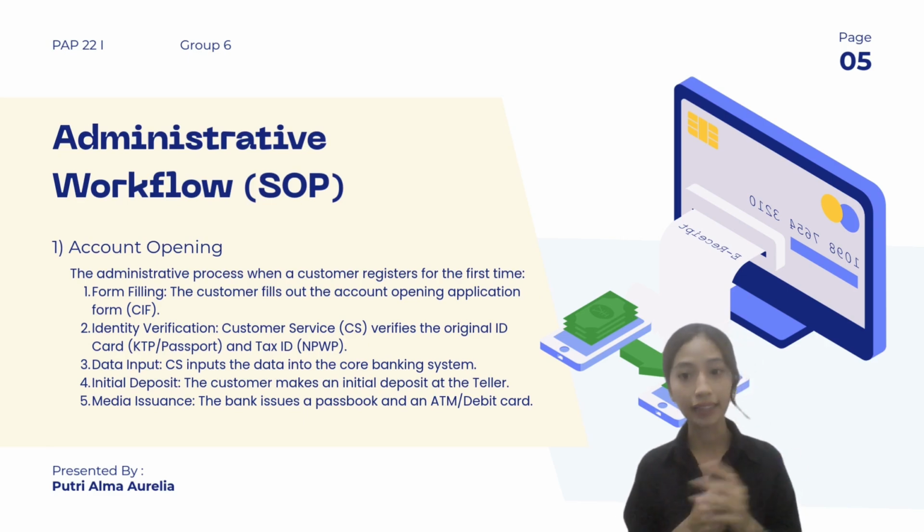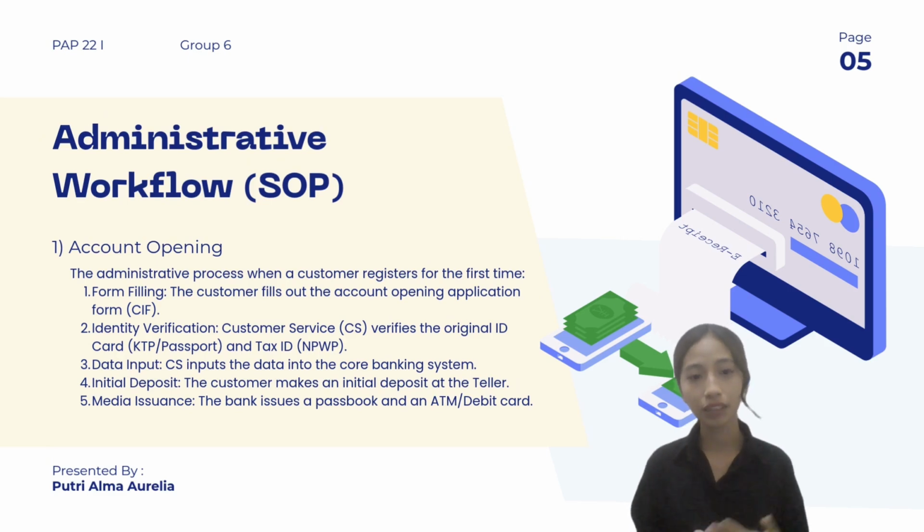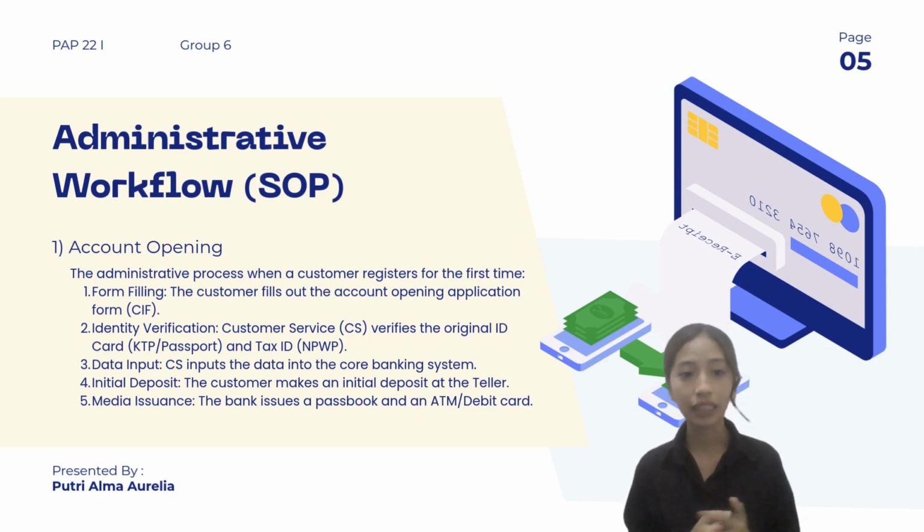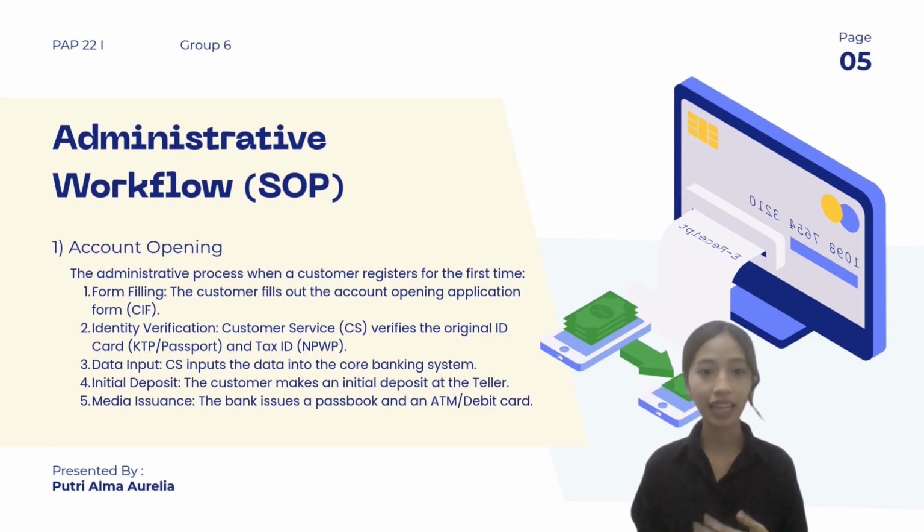The third is data input. Customer service inputs the data into the core banking system. The fourth is initial deposit. The customer makes the first deposit at the teller. The fifth is media issuance. The bank issues a passbook and an ATM or debit card.